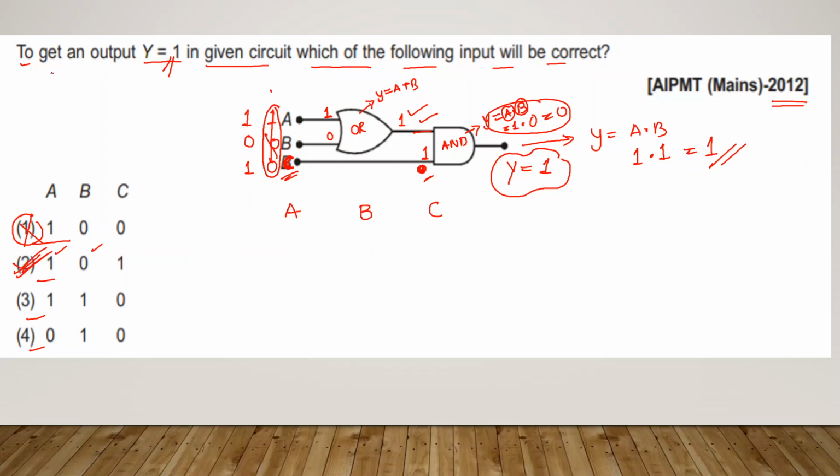What is the question he has given? He has asked to get an output Y equal to 1. Which of the following inputs should be given? I hope you understood this problem. This type of problem has already been discussed in the previous video. So now let us move on to the next problem.